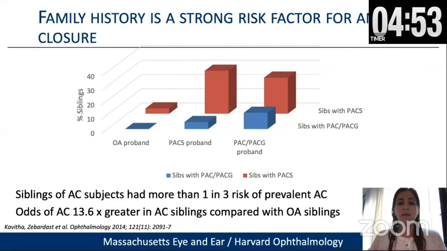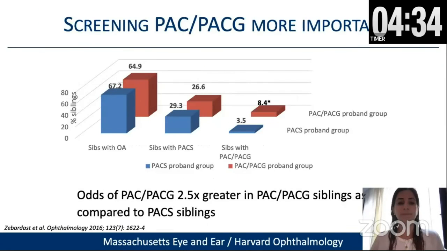So iPhase 1 found that siblings of angle closure subjects had more than 1 in 3 risk of prevalent angle closure and 14 times greater odds of having angle closure compared to open angle siblings. This was a pivotal study in establishing family history as a strong risk factor for angle closure glaucoma. In iPhase 2, interestingly, we found that the odds of advanced disease, as in elevated pressure, PAS, or glaucoma, was higher among siblings of patients that also had advanced disease themselves, suggesting that when resources are limited, we may want to focus our attention in screening for these individuals.